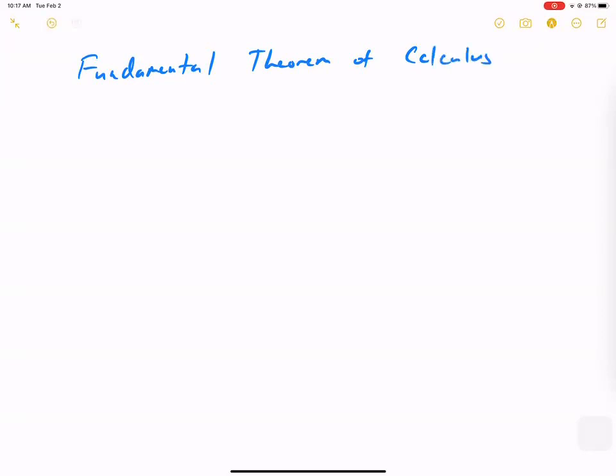Okay, fundamental theorem of calculus, and this is the basic idea. If I take the derivative of a problem, sorry, give me one moment.